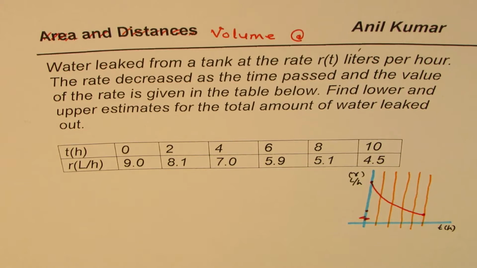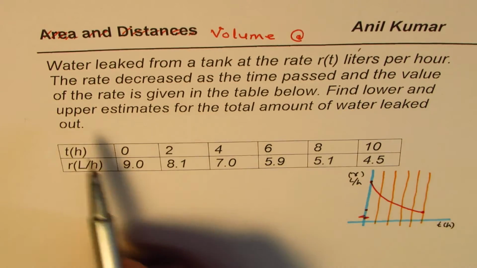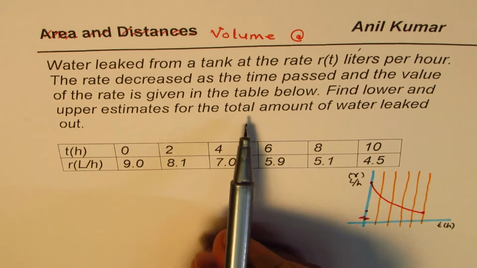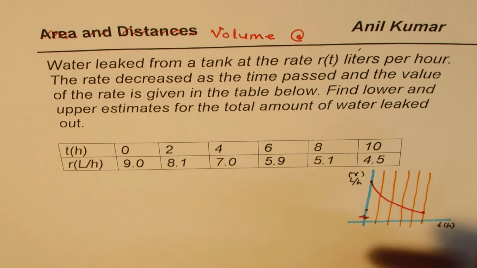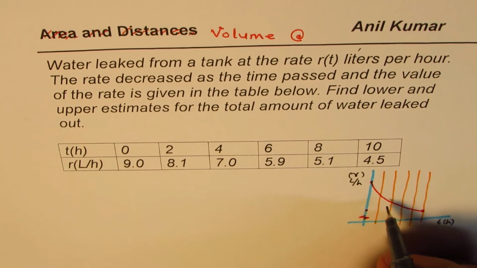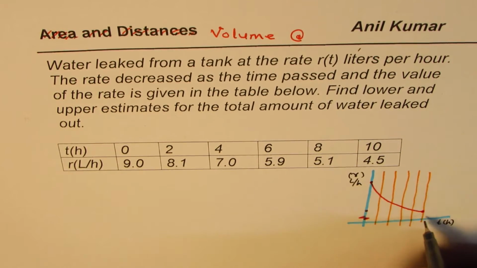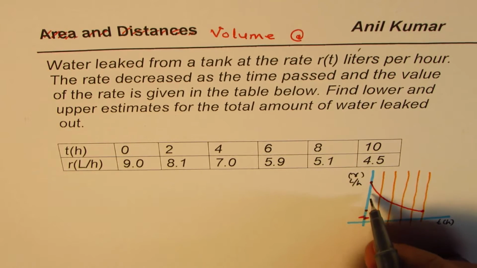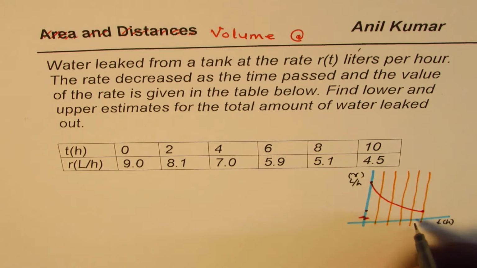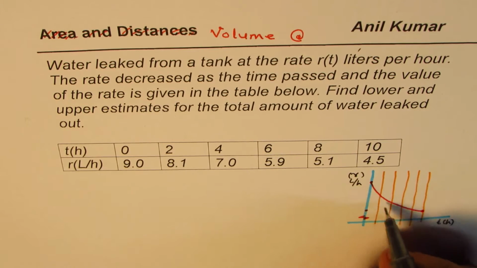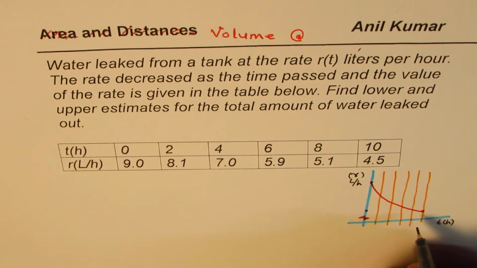Now for this particular graph, we need to find lower and the upper estimate for the total amount of water leaked. So total amount of water leaked is the area under this curve, correct? Now this area for a curved surface, we could approximate using rectangles. So that's the whole idea, right? So that is how we could do.